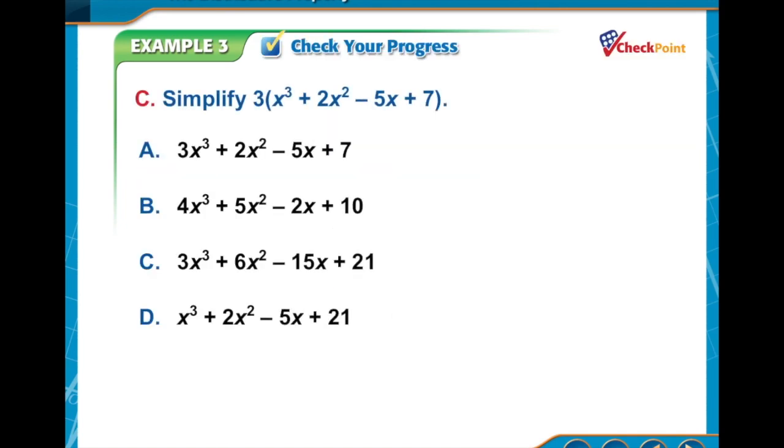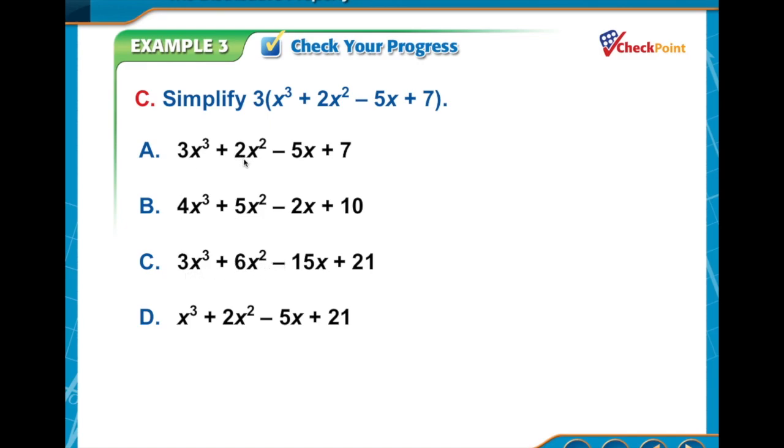Now, 3c. We want to simplify this problem. So we distribute the 3 to every term inside this parentheses, and that'll give us one of the following solutions. So right away I know D has to be wrong because there's only one x to the third, and this should be 3 times 1x to the third, or 3x to the third. So anything that doesn't have 3x to the third is wrong. So D is wrong, and B is wrong. So right away I know it should be A or C.